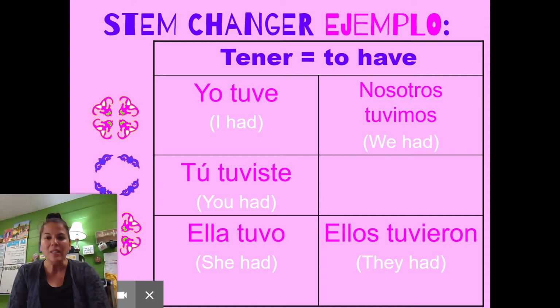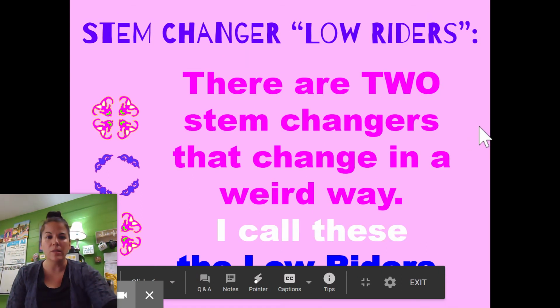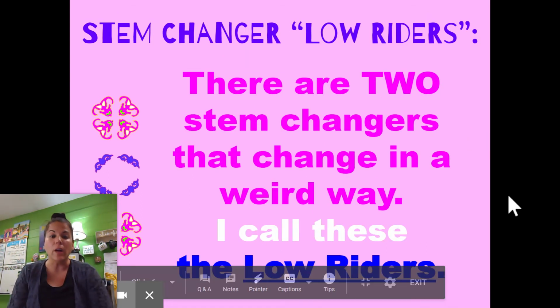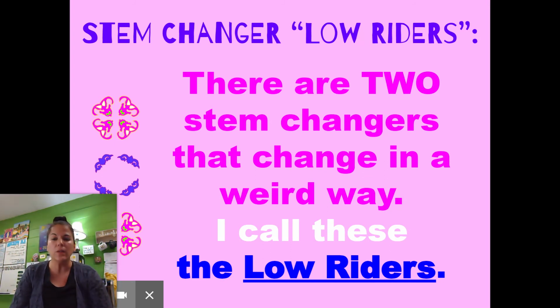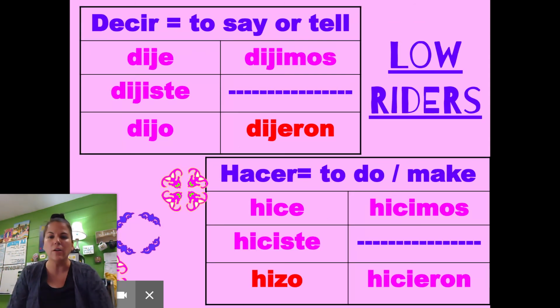Now, if that were the end, that wouldn't be so bad, but there are two stem changers on your notes that are super extra. They're not happy just being stem changers. They have to be irregular a second way. They're irregular irregulars, and I call them lowriders. So they are going to do something weird on the bottom row, on the bottom two squares on the T chart. So that's why they're called lowriders. So here they are. I'll give you a second to look at them.